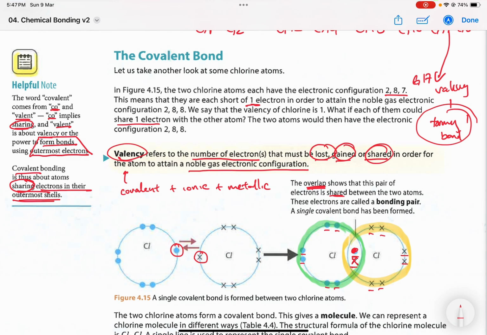So these electrons in the middle here are called the bonding pair of electrons. One pair of electrons forms a single covalent bond, which I mentioned here, 1 bond. So one bonding pair gives you 1 covalent bond. If I want 2 covalent bonds, how many bonding pairs would that be? This will be 2 bonding pairs. If there are 2 bonding pairs of electrons, it actually means that 4 electrons are involved in the overlap region.